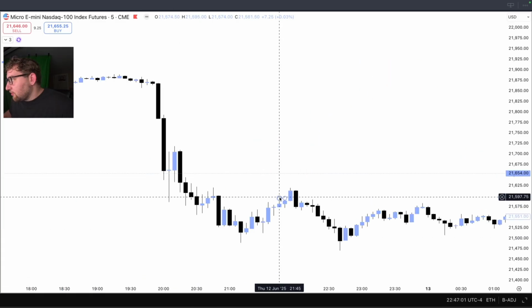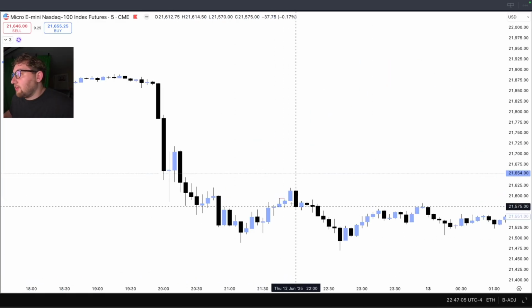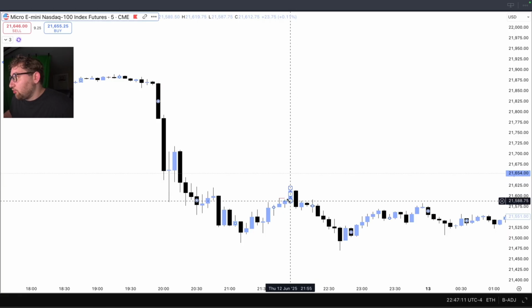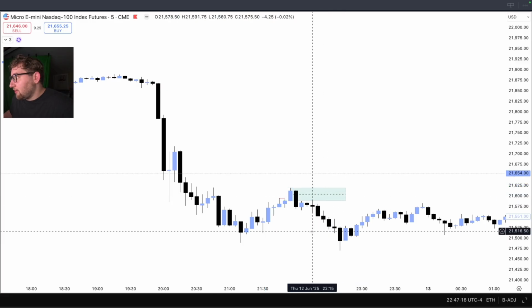Zoom in. That's a swing high. This up close candle traded through that swing high right here. This down close candle traded through the open. That's now a valid bearish order block.